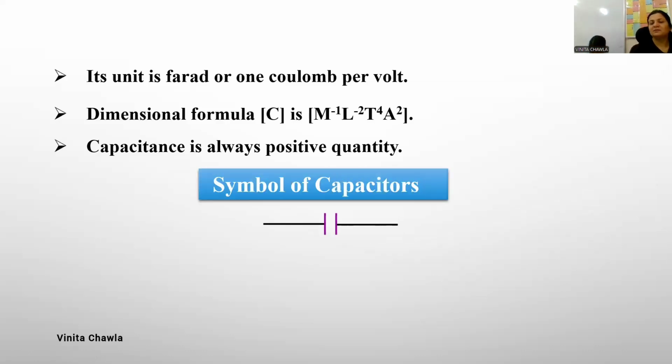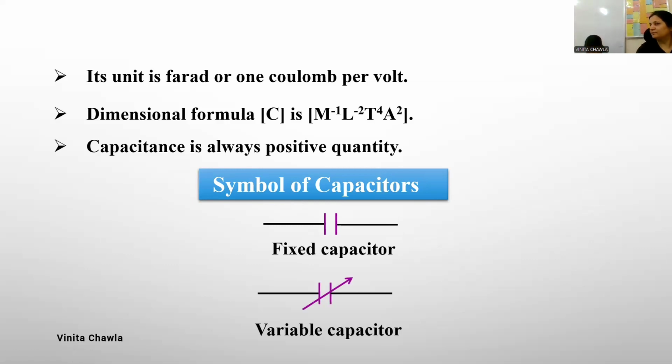Symbol of capacitors. See, this is how we draw capacitor through two parallel lines. So these two are the plates of capacitor. One plate is positively charged and the other plate is negatively charged. So this capacitance of this capacitor is fixed. Okay, it is a fixed capacitor. And this is variable capacitor.